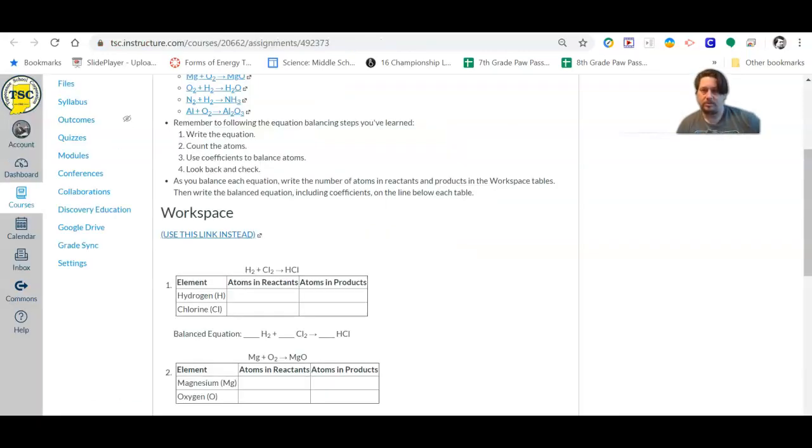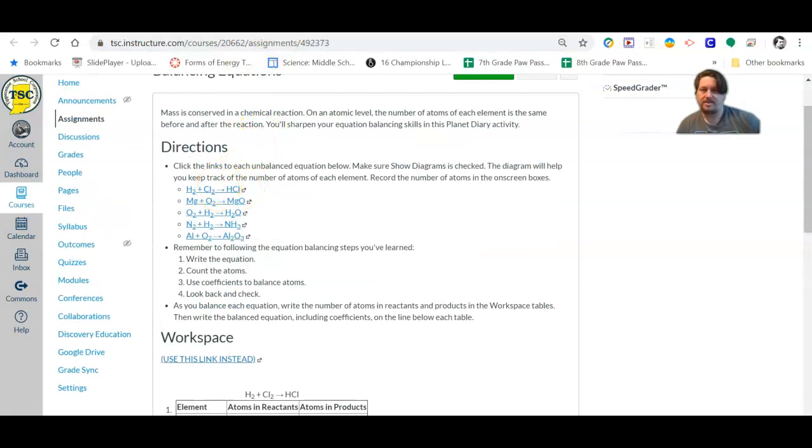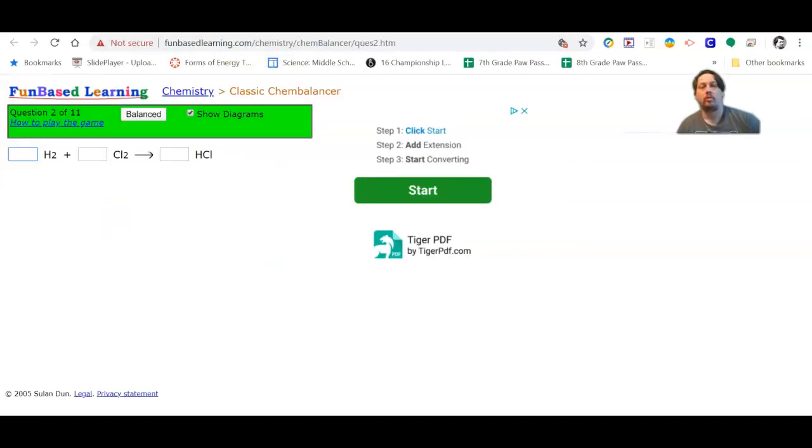All right, so we have these links here, this website. We're going to balance these equations. And remember, the law of conservation of matter. You cannot create or destroy matter. That becomes very important when balancing these equations. What goes in, what comes from these two reactants must come out for the product.